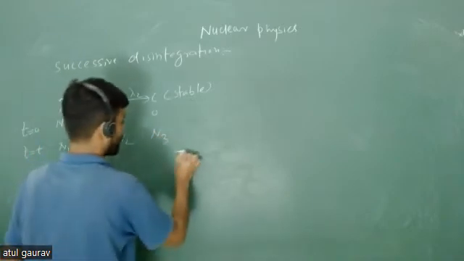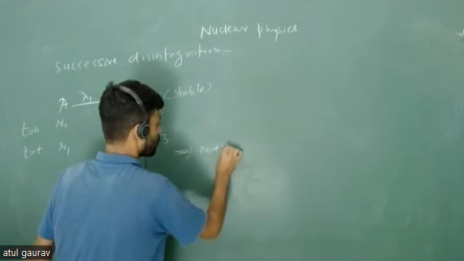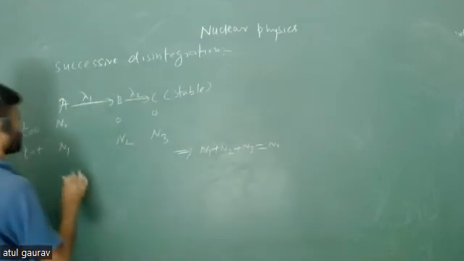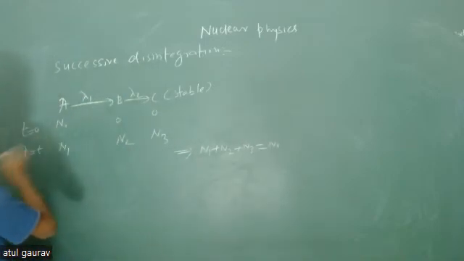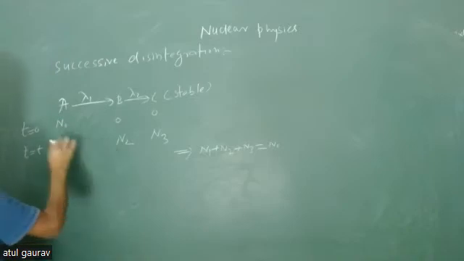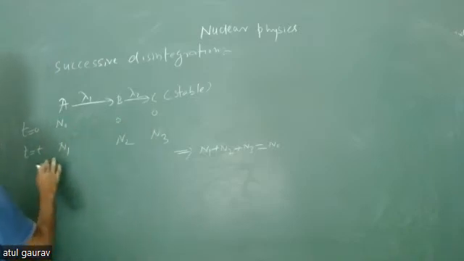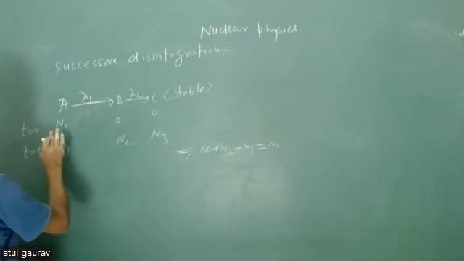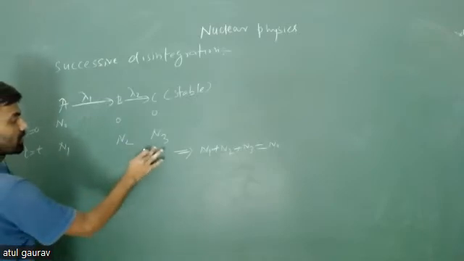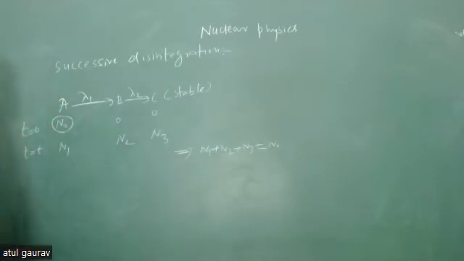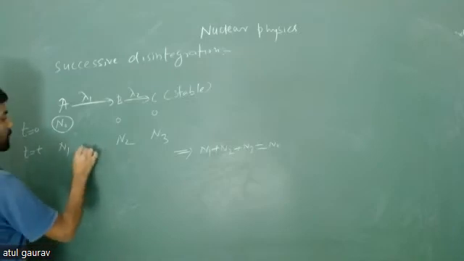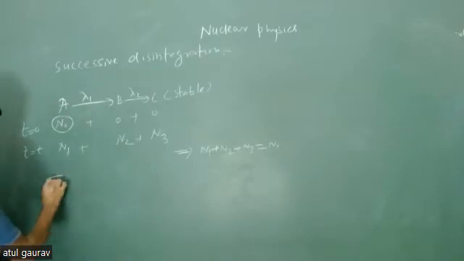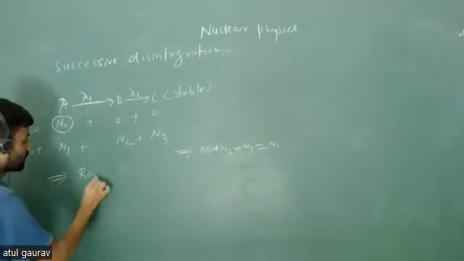So obviously you can write n1 plus n2 plus n3 should be equal to n0, right? Because this number is coming from this. Initially there is no B and C nuclei. After time t, it becomes n2 and n3. So these nuclei are coming from where? A nuclei. So n1 plus n2 plus n3 should be equal to n0. Now rate equation or rate of disintegration.